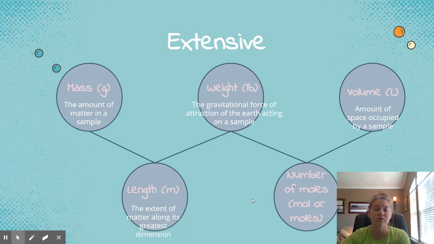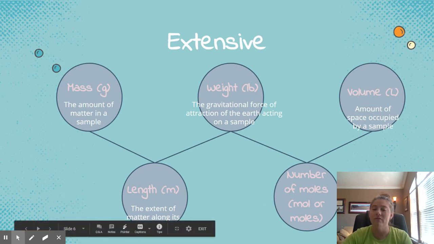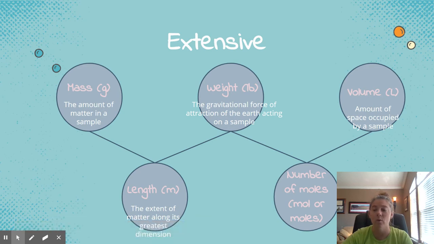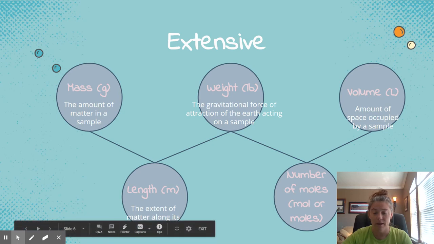The gravitational force of attraction of the Earth acting on a sample would be the weight. That is used here on Earth. We use weight all of the time because we have gravity. Volume is the amount of space occupied by a sample. That's in units of liters, or you can also use centimeters cubed.